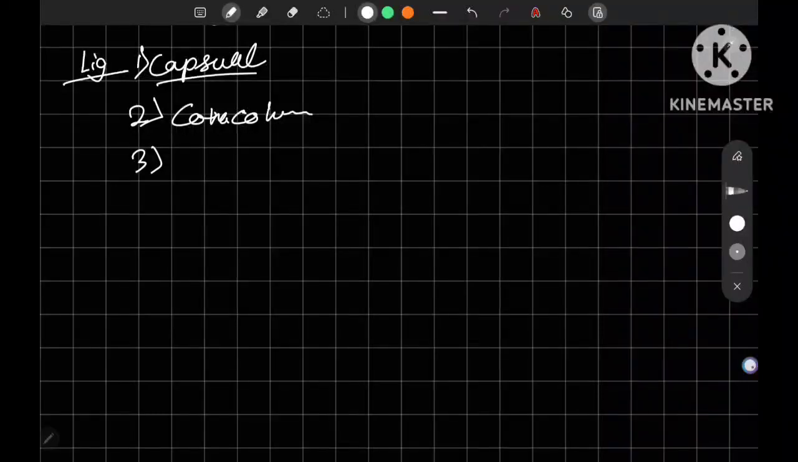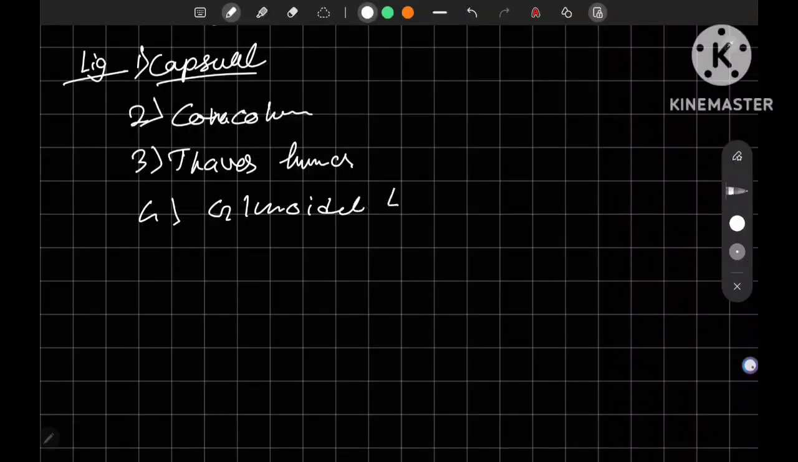Then the transverse humeral ligament. Then fourth, the glenoidal labrum. It also acts as a ligament. Okay. The glenoidal labrum is a fibrocartilage rim which covers the glenoid cavity. Okay. Then there is bursa.